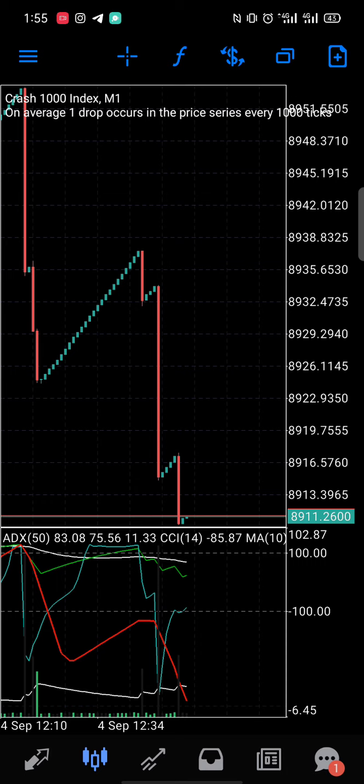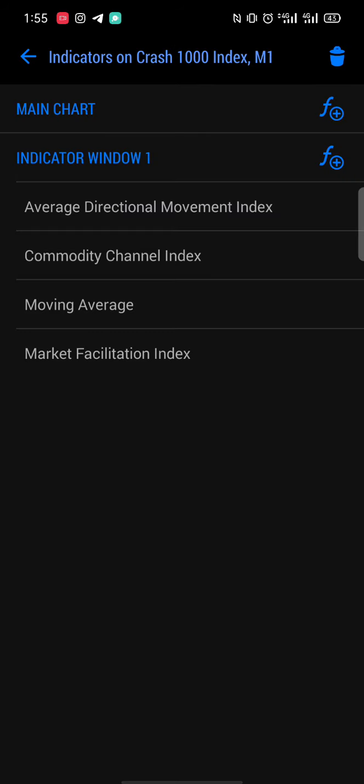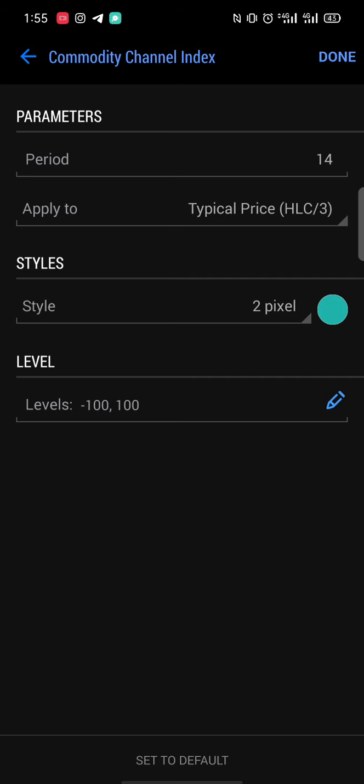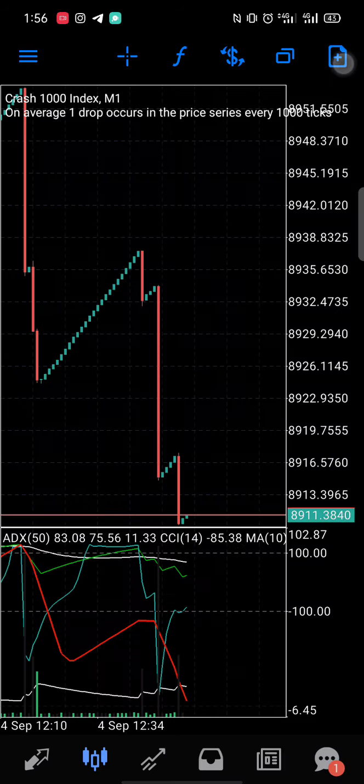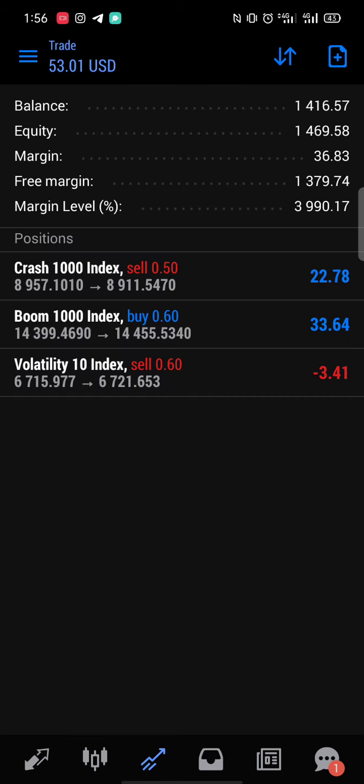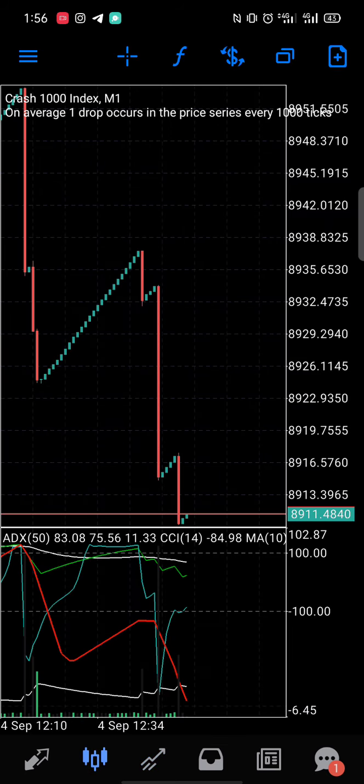Then the next indicator, which is the commodity channel index, is period 14. Apply to typical price, the style 2 pixel, the levels are 100 and negative 100. You click use the color green as you see on my screen. You click done. Wow, boom 1000 just gave us another spike.